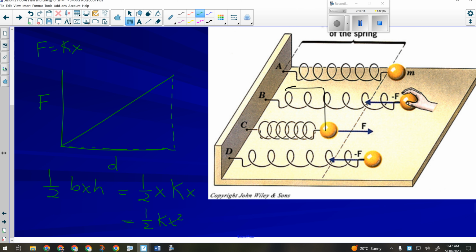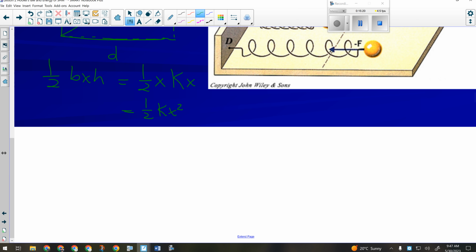1/2 kx squared. Now, if we look at that in terms of the units, K is in newtons per meter, and I'm multiplying that by meters squared. When I do this calculation, this meters will cancel that meters. What's a newton meter? A joule.